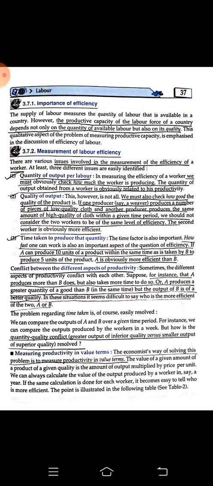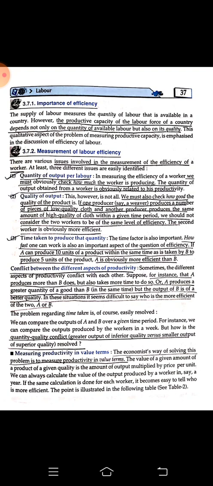For example, let us take two workers, A and B. A is producing 10 saris within 10 hours and B is producing 5 saris within those 10 hours. Time is same for both. A is getting 10 hours, B is also getting 10 hours. A is giving us the output of 10 saris and B is giving us the output of 5 saris. So clearly we can say quantity wise A is much more efficient than B.